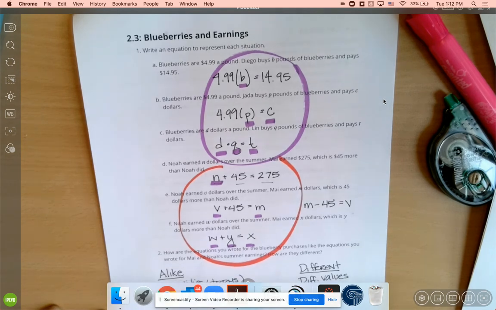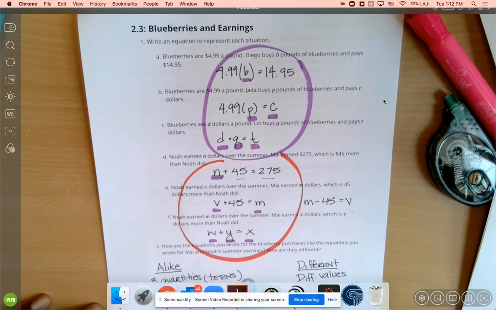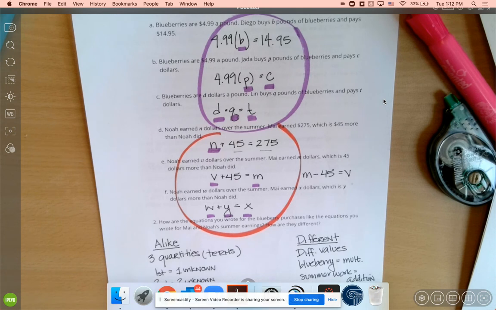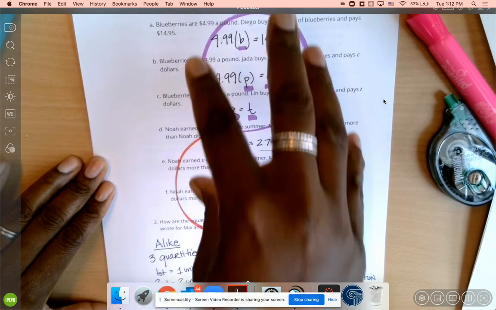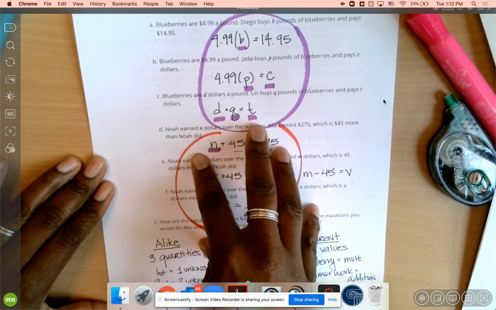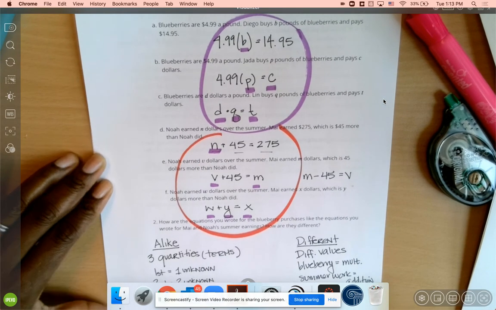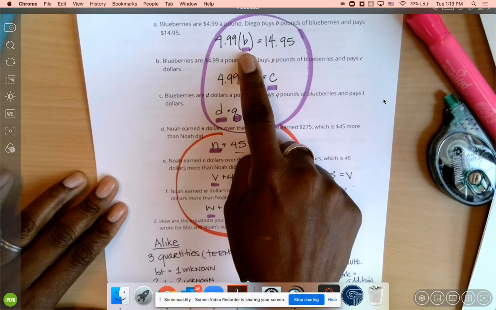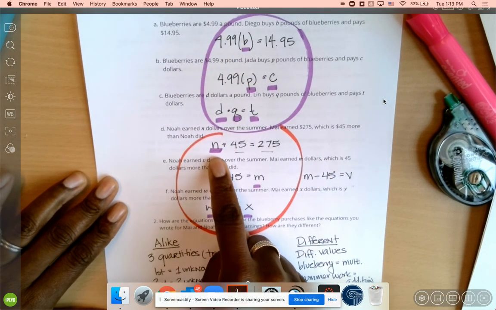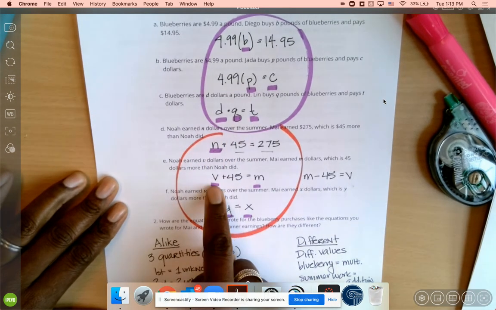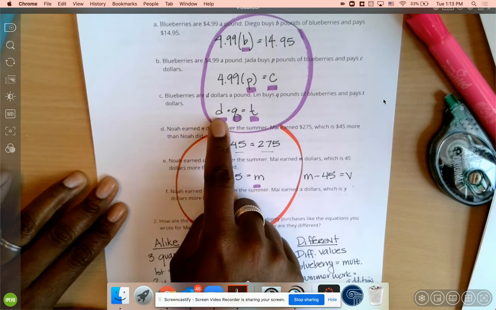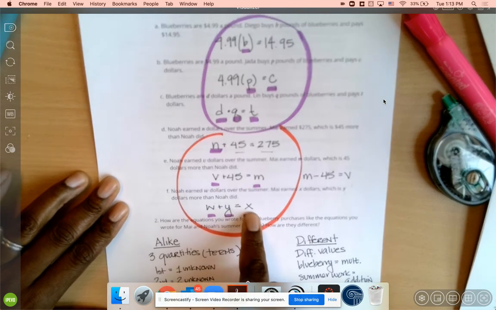So take a second first to check your answers and see if you have any questions. And then the next question asks you to look at what are some of the similarities and what are some of the differences between the two sets of equations. So there are the blueberry equations and there are the Noah and my equations. So looking at similarities first, one thing I noticed is that in the first equation for both, there's only one unknown. In the second equation, there are two unknowns. And in the third equation for both, there are three variables or three unknowns. So that's one way they're like.